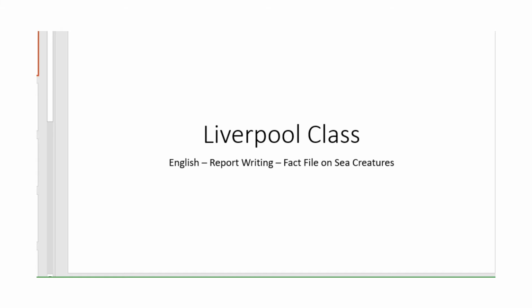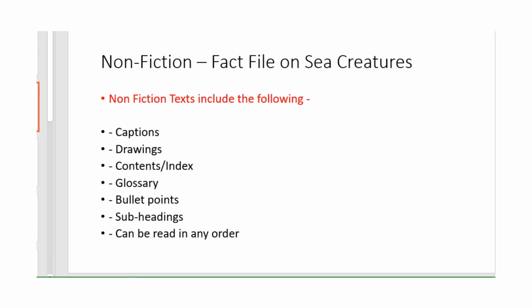Following on from our art and DT work on sea creatures, we're going to have a look at being able to make some fact files or some posters on sea creatures. So this is what we call non-fiction text, and it can include captions, which has a little bit of writing. They don't have to have a capital letter and full stop. It can just be a phrase, it can be 2 words, it can be drawings or illustrations.